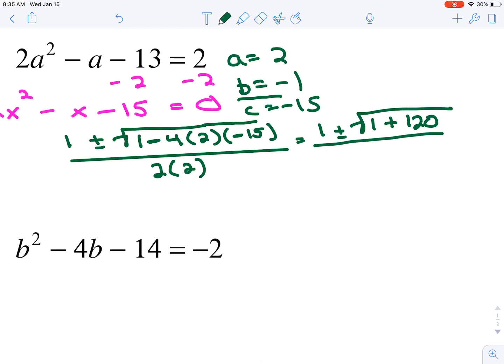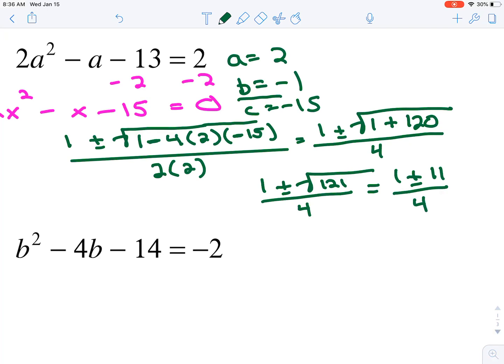over, not just 2. Remember, a lot of people go too quickly with this. This is 2a, so 2a in this case is 4. Now I'm going to have 1 plus or minus the square root of 1 plus 120 over 4. And that's going to turn into 1 plus or minus the square root of 121, which is actually nice. It's 11 over 4. So remember, write this part out. 1 plus 11 over 4. And then the other answer is 1 minus 11 over 4.